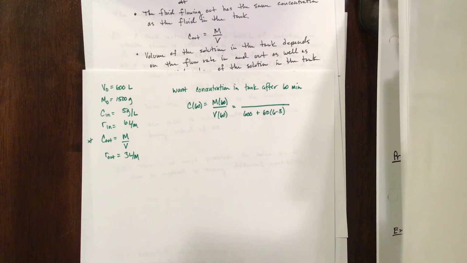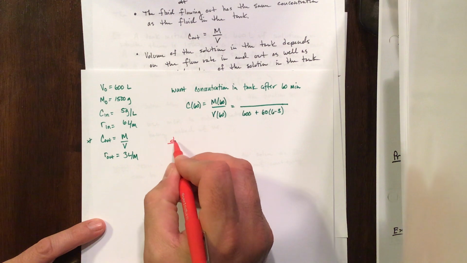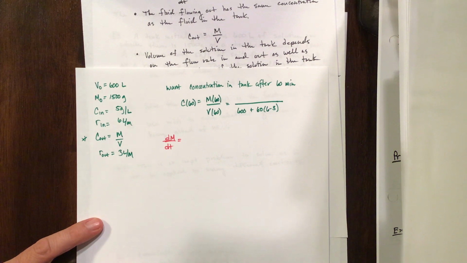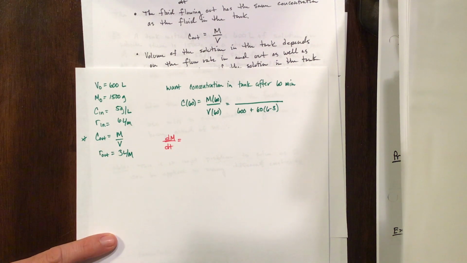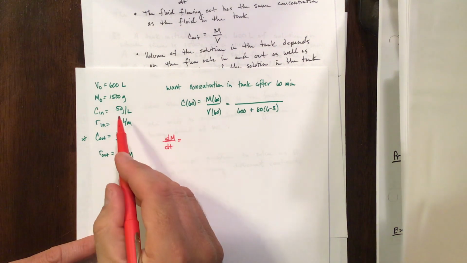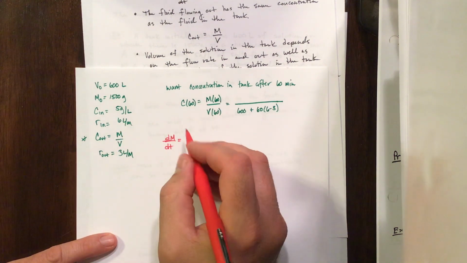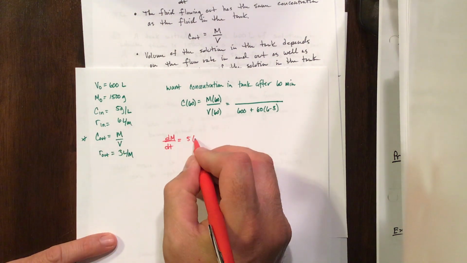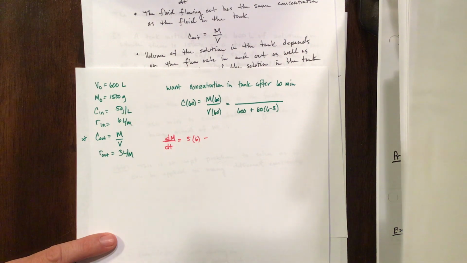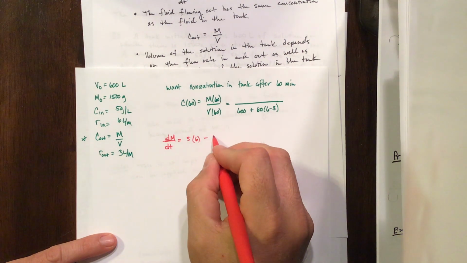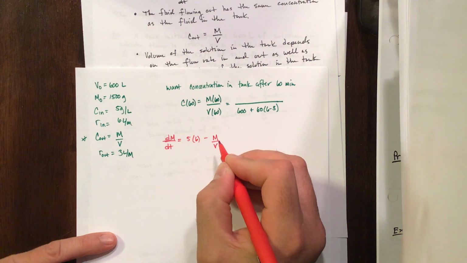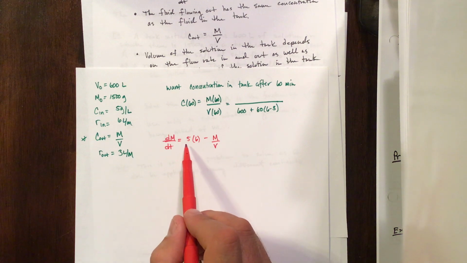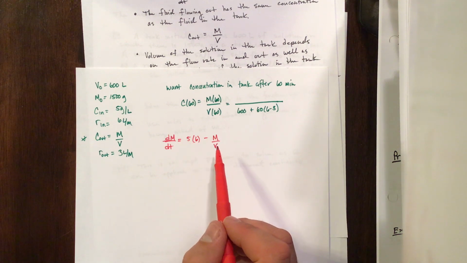Setting up the differential equation goes like this. We know that dM/dt, I'm putting it in red to grab your attention, is going to be equal to the concentration in, which is 5 grams per liter, so that's 5, times R in, that's 6, minus C out, that's M over V. And you should confirm why that makes sense, why everything else can be numerical and this has to be symbolic.